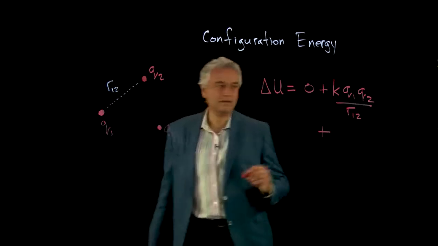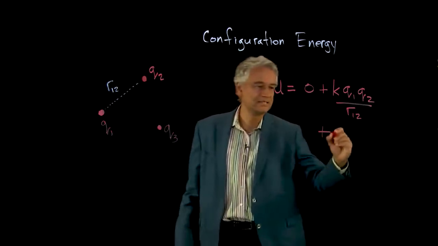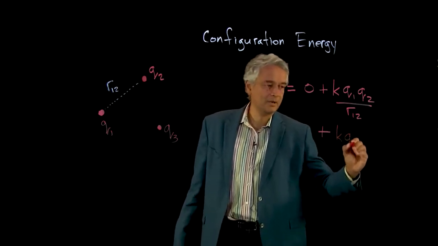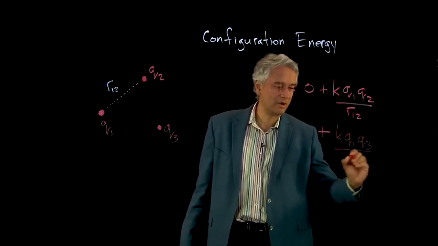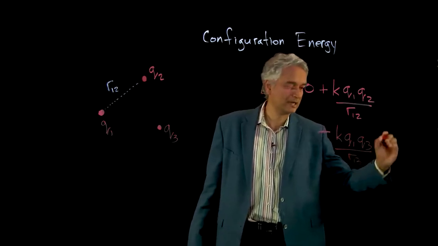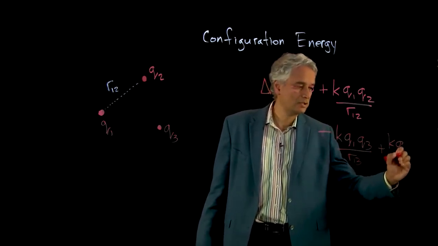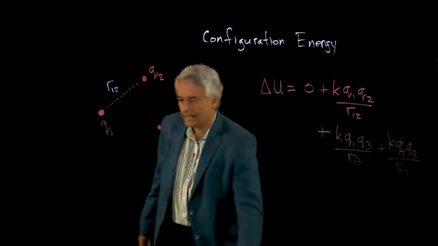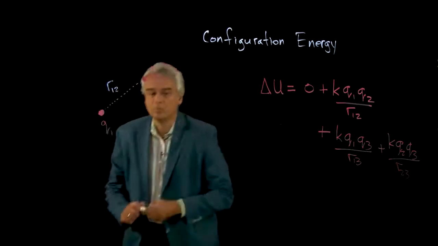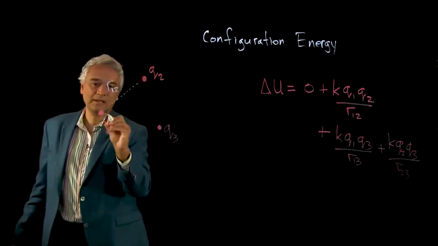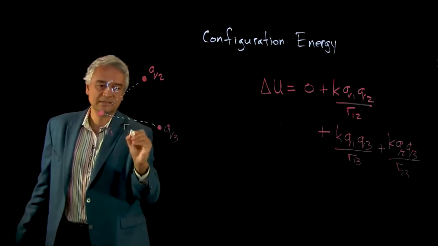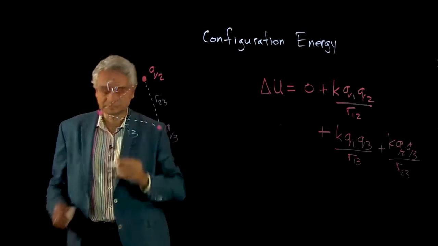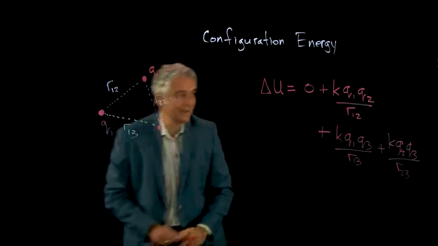So when I do that, what will I get? Well, I'm going to get 2 terms. One of them is going to be kQ1Q3 over R13. And the other one is going to be kQ2Q3 over R23. And what are R13 and R23? R13 is this distance, and R23 is this distance. So this is my final answer.